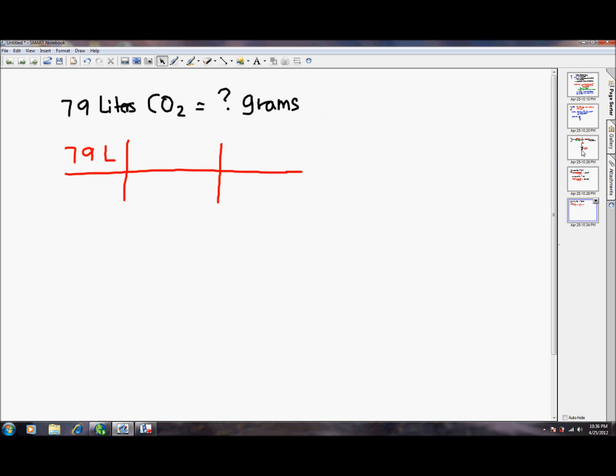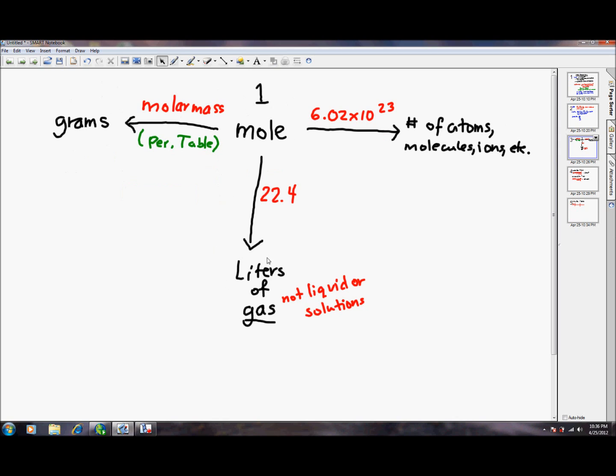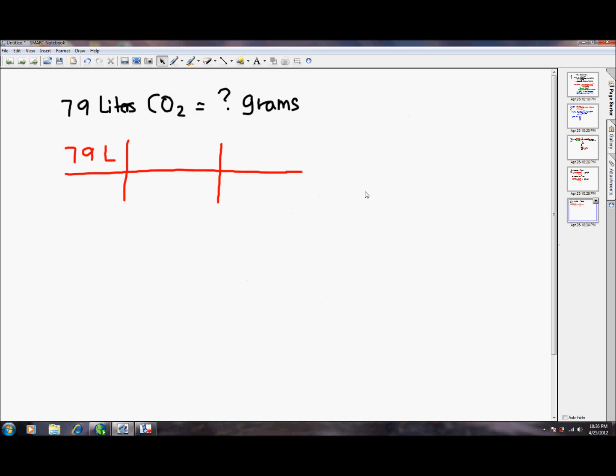Let's go back to our diagram. Liters to moles. The number for the conversion is 22.4. Where does the 22.4 go? Well, the 22.4 is a number of liters, so it goes on the bottom. What goes on the top? Well, 1 mole is 22.4 liters. But now I have to go to grams.